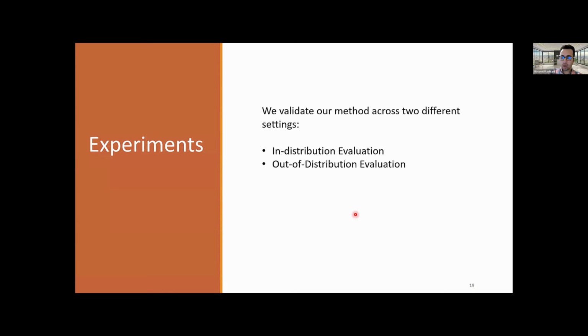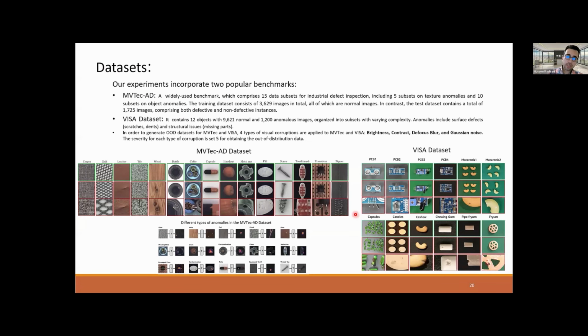But how do we validate our method? We validate our method based on two settings. The first one is what other papers have already adopted. It is based on in-distribution evaluation. It means that we do not have any distribution shift between the training and test set, and we follow the conventional benchmarks in MVTec or VisA, and we adopt AUC to report the image-level and pixel-level AUC in different classes of our benchmark.